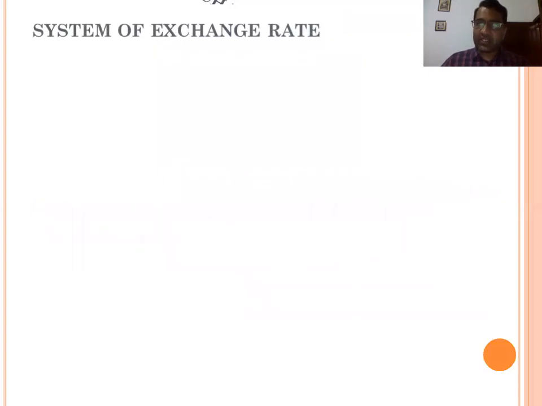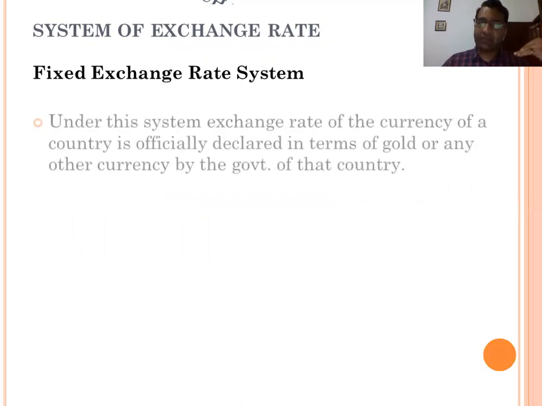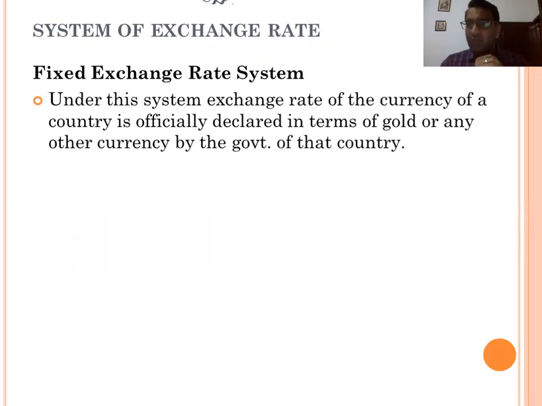Now we'll discuss the systems of exchange rate. The first system is the fixed exchange rate system. Under this system, the exchange rate of the currency of a country is officially declared in terms of gold or any other currency by the government of that country. If two governments mutually decide to exchange, maybe in terms of gold or maybe by any other country's currency, that exchange rate system is a fixed exchange rate system. It means the exchange rate is fixed and declared officially.